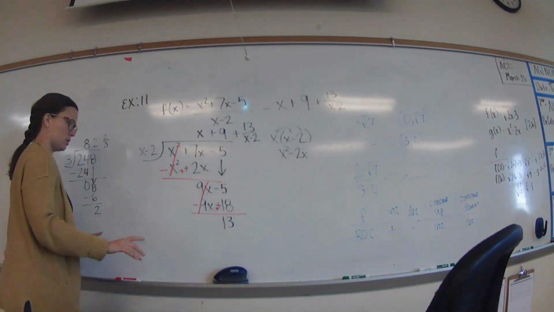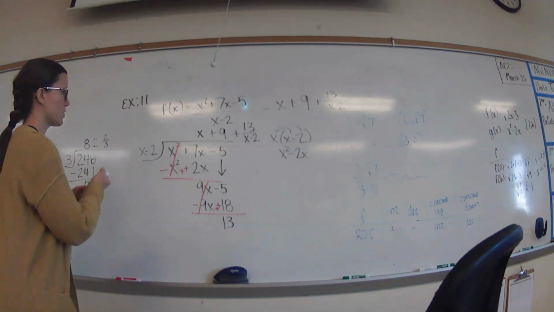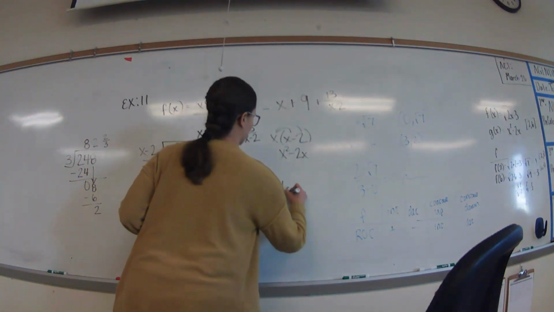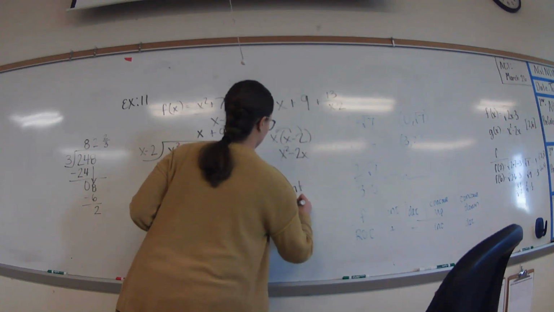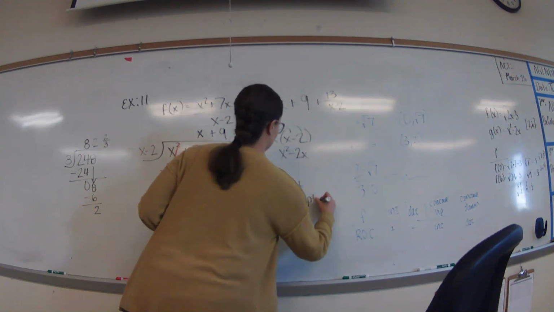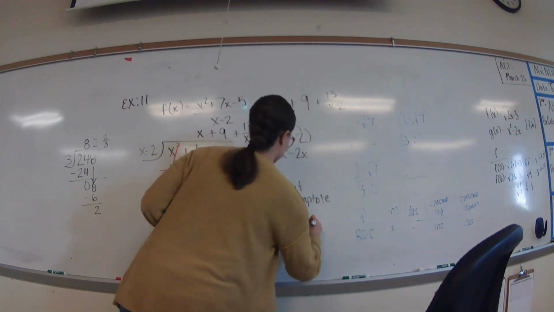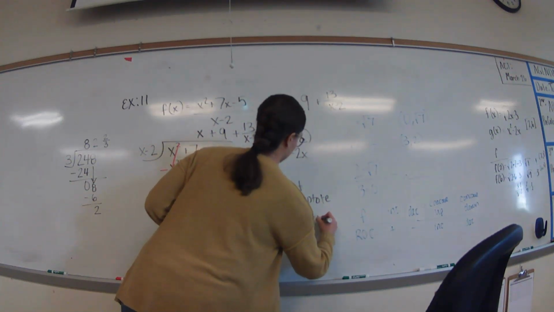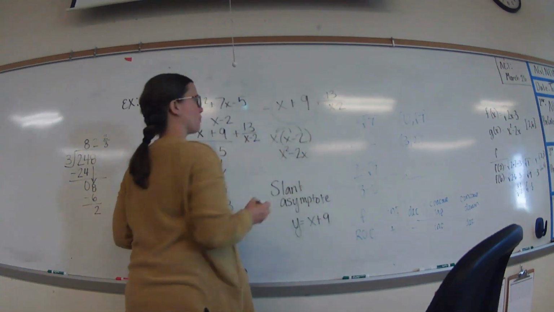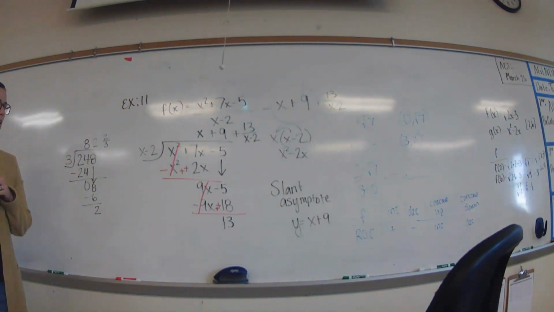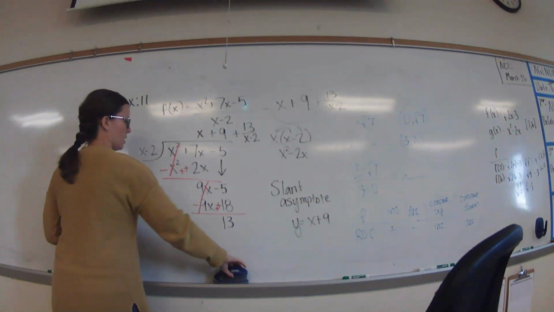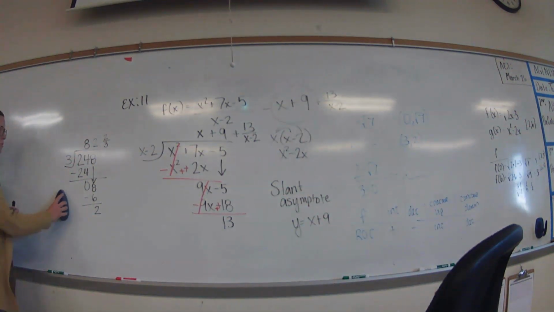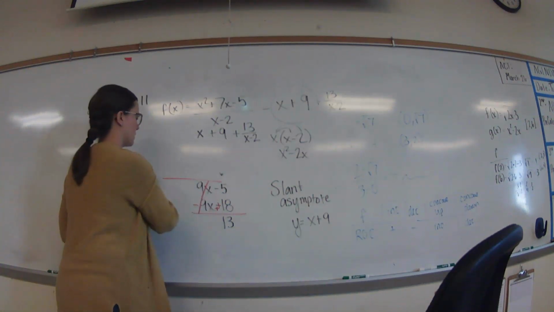So for this one, my slant asymptote is y equals x plus 9. It's just going to be whatever is not the fraction part there for the problem. Questions? Okay. All right, so everybody got it? So we'll erase so we can do our next one.